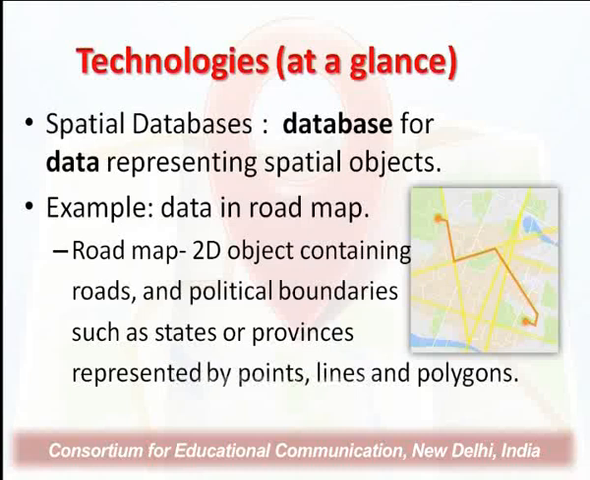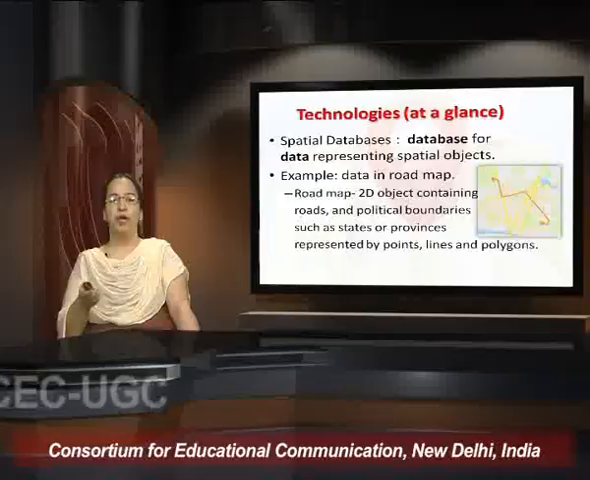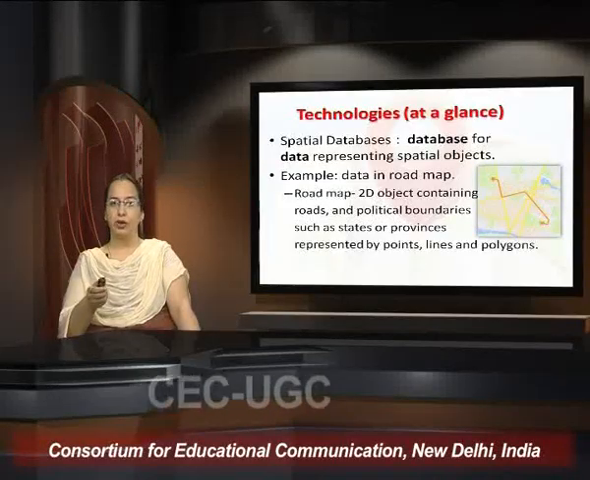For example, let us say we have a road map as it is shown on the screen. In this road map you are having 2 points, let us say point A and point B, and there is a path from point A to point B, and there are some polygons, some squares, some triangles, and collectively it is a polygon. So basically you have points, lines, polygons, and this makes a complete road map.